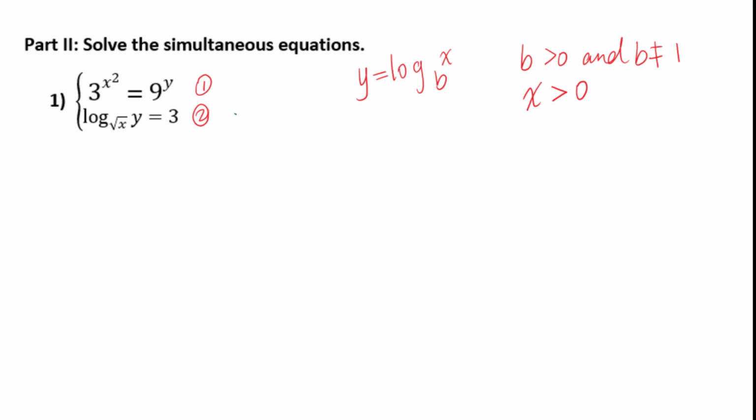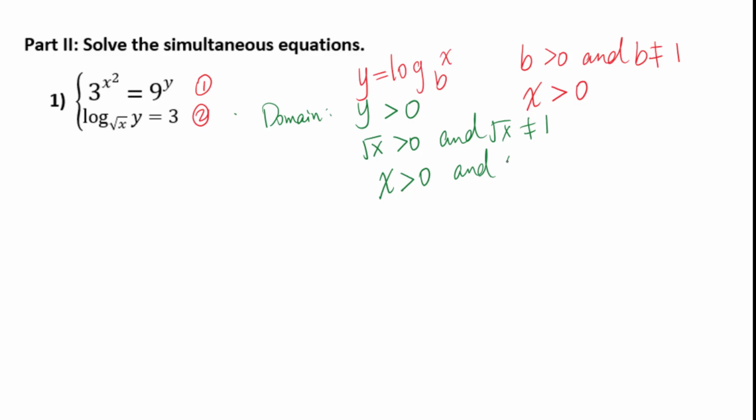So for the second equation, we can figure out the domain for y. It's greater than 0 because y is an argument. For square root of x, which is the base, it's greater than 0 and not equal to 1. From here, we know x greater than 0 and x not equal to 1.